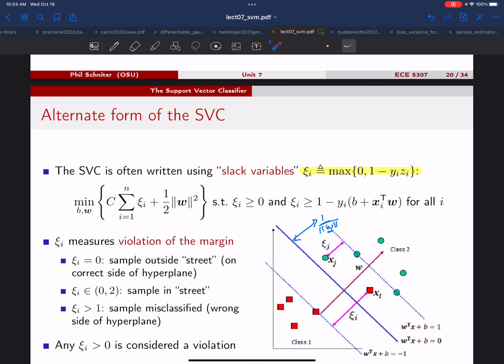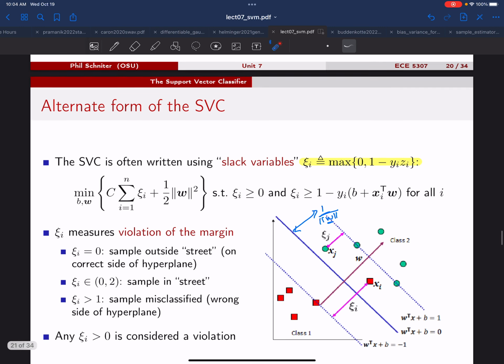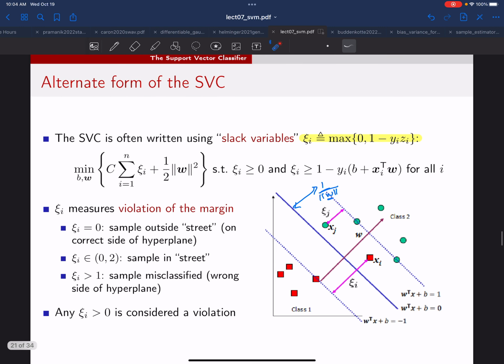If you solve this optimization problem, of course you get the same answer as the other formulation. One nice thing about these xi's is that they are interpretable. They are called slack variables, and essentially they measure how much we're violating the margin. And what I mean by that is, are we on the edge of the street? Are we in the street? Are we on the wrong side of the street?